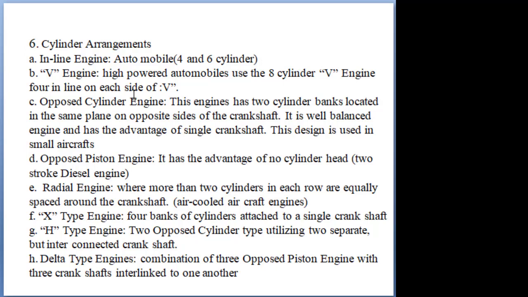Radial engine: all pistons are arranged in the entire 360 direction around the crankshaft. X engine: two V-shaped engines are combined with a single crankshaft. H type engine: two opposite cylinder engines connected with a single crankshaft. Delta: also delta shape connected. All these are different types of piston arrangement.